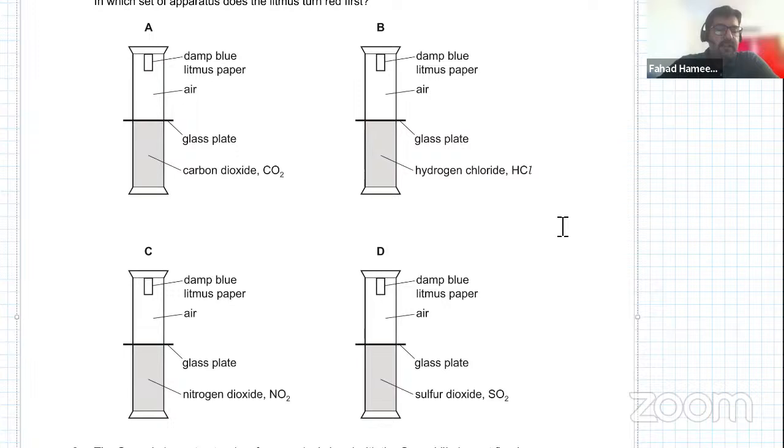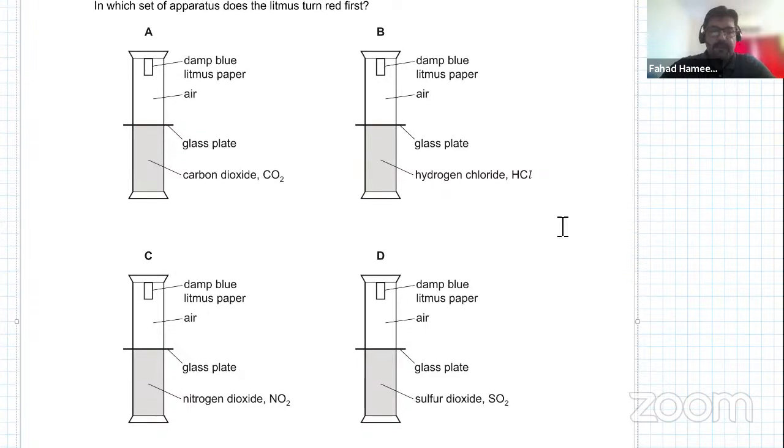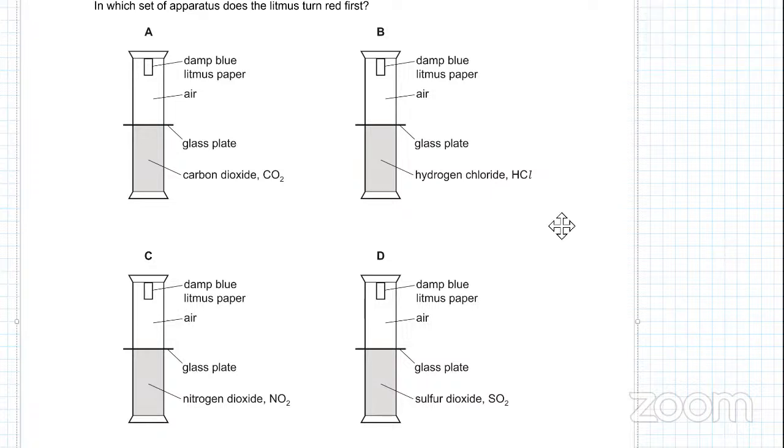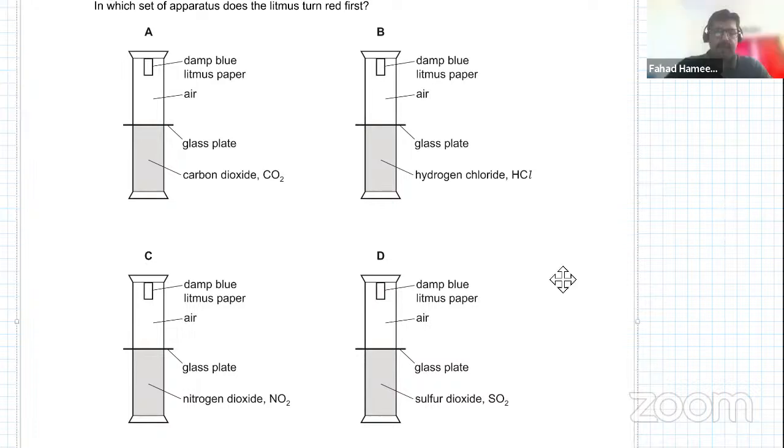In which does the litmus turn red first, right? So which one is the correct one? The one with hydrogen chloride, HCl. Why? No, but why?